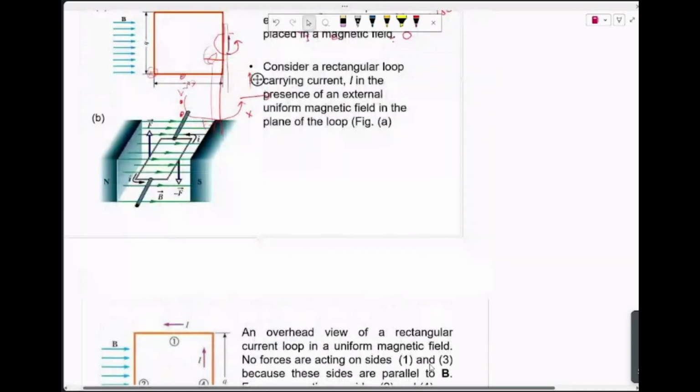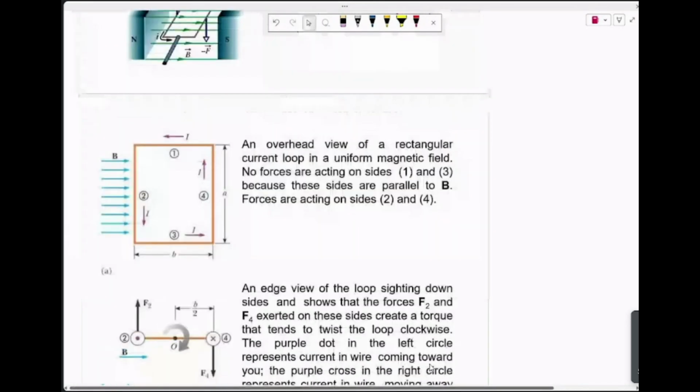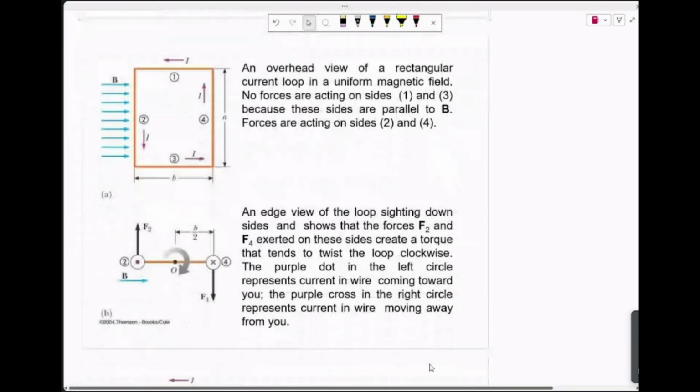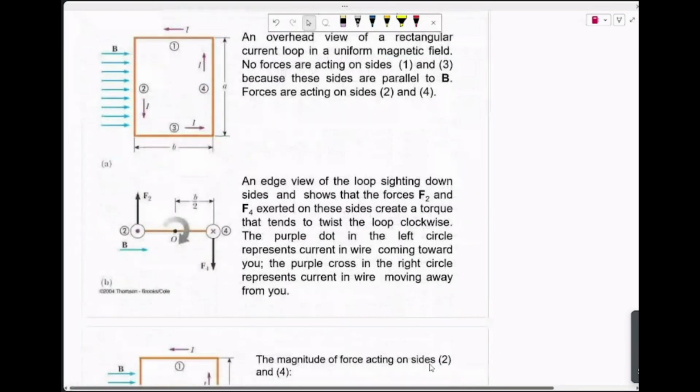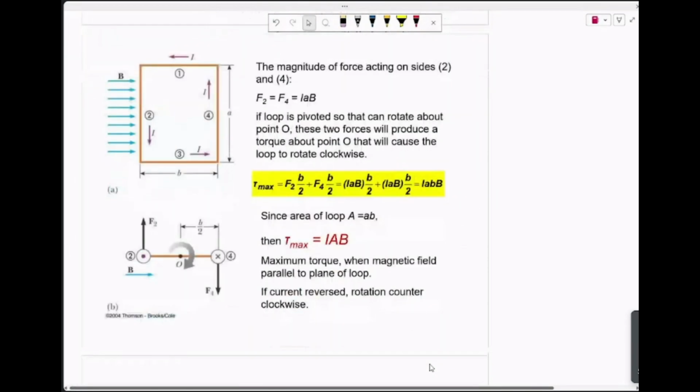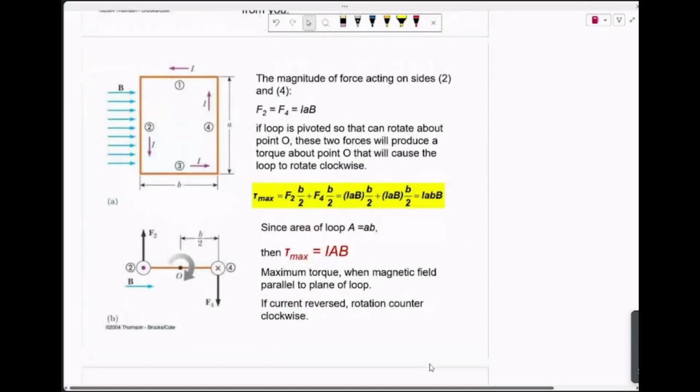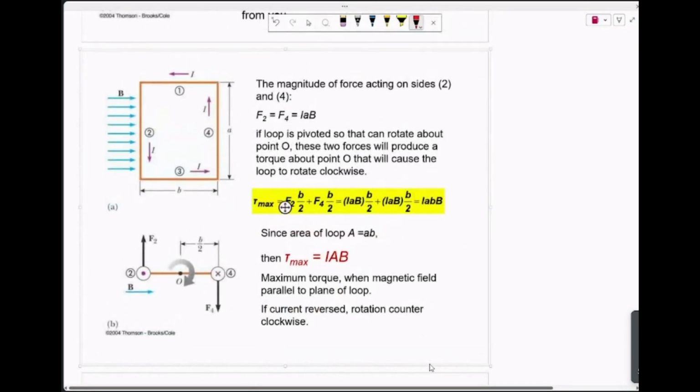I'm going to explain with the two examples here. So this is what I explained just now. What will become a torque. And so same goes with here.